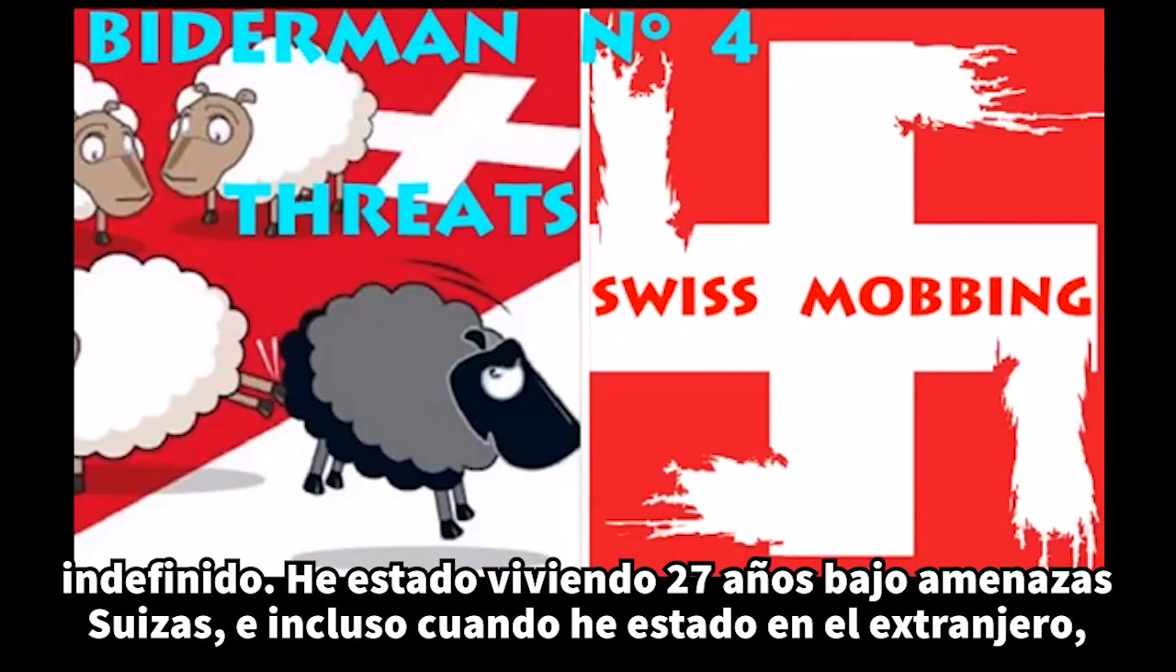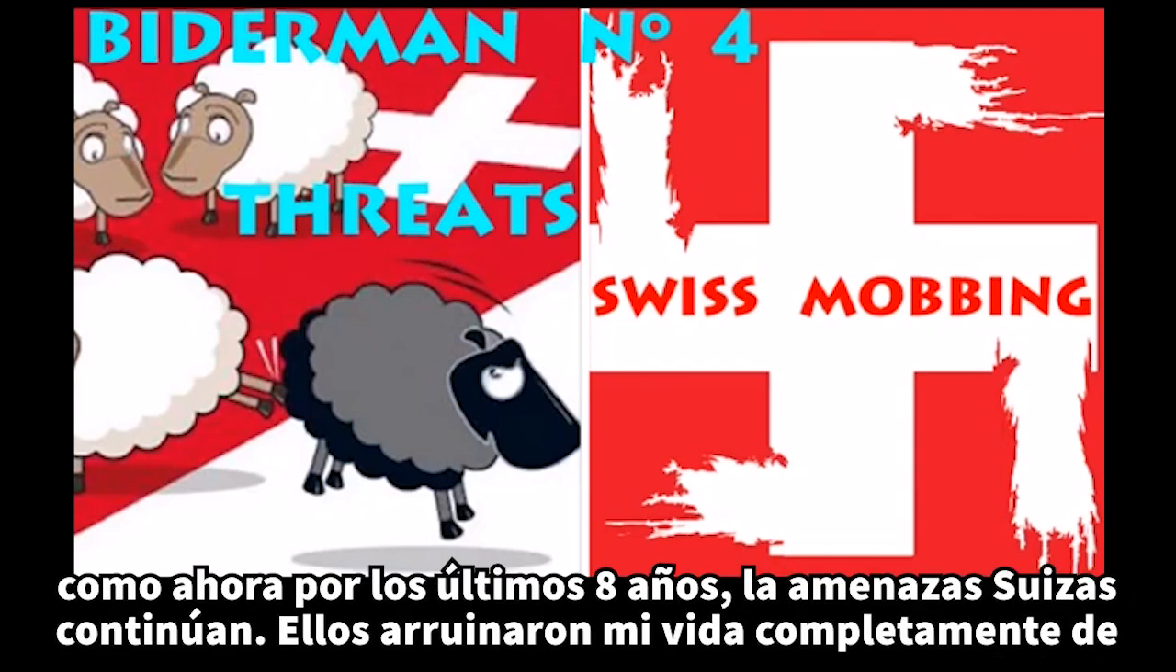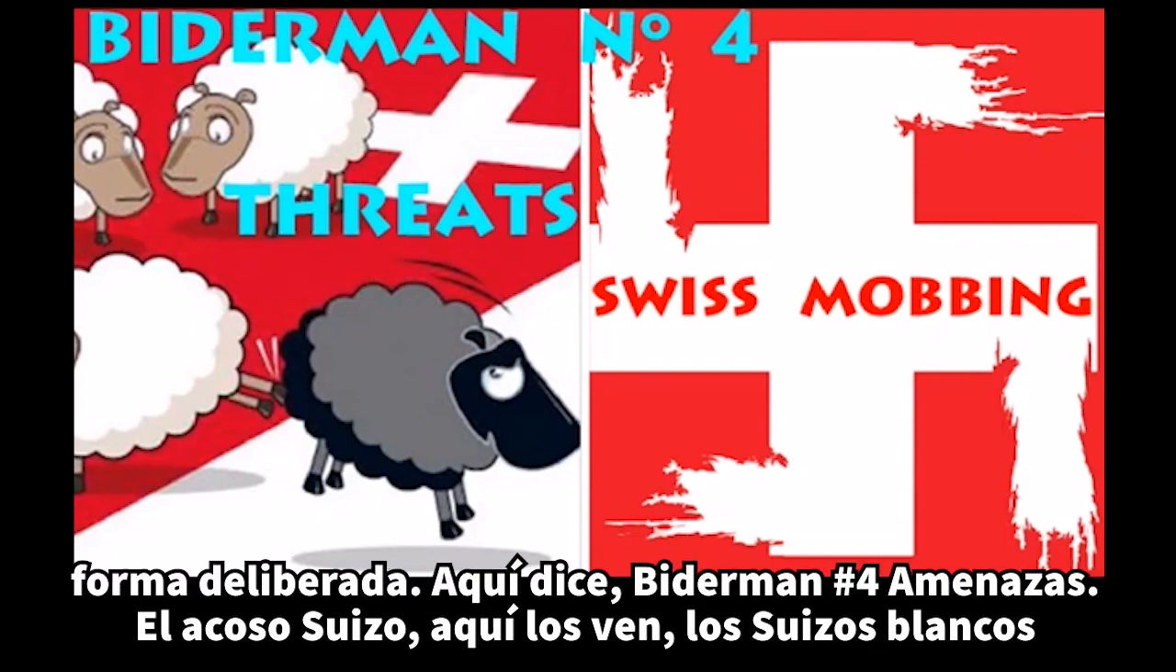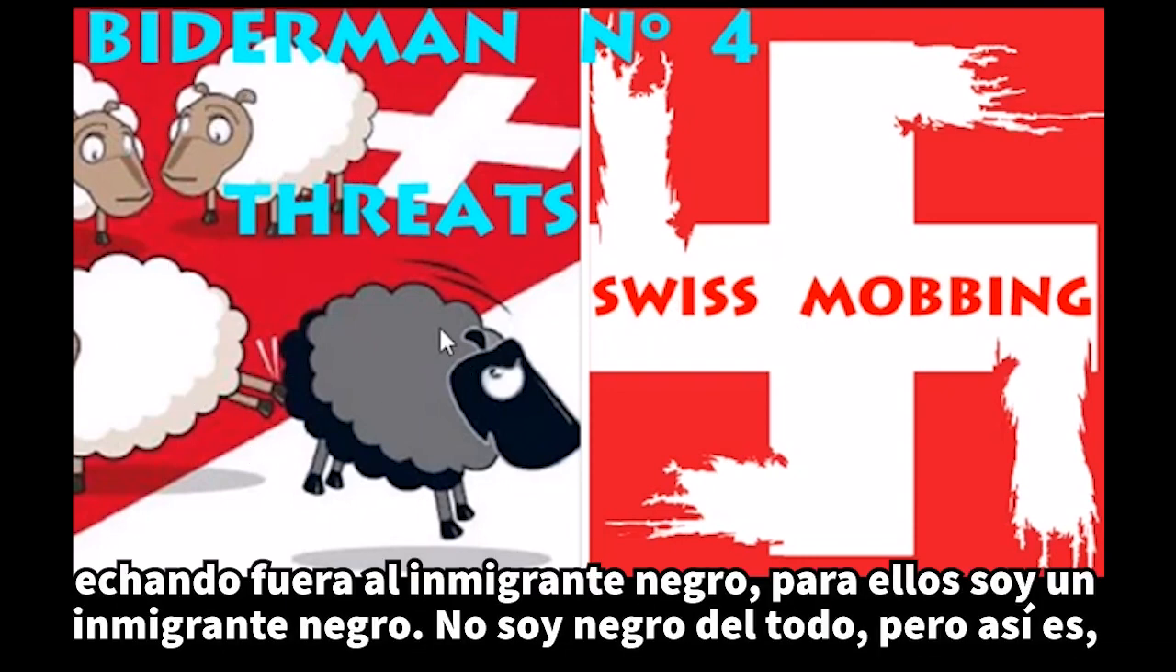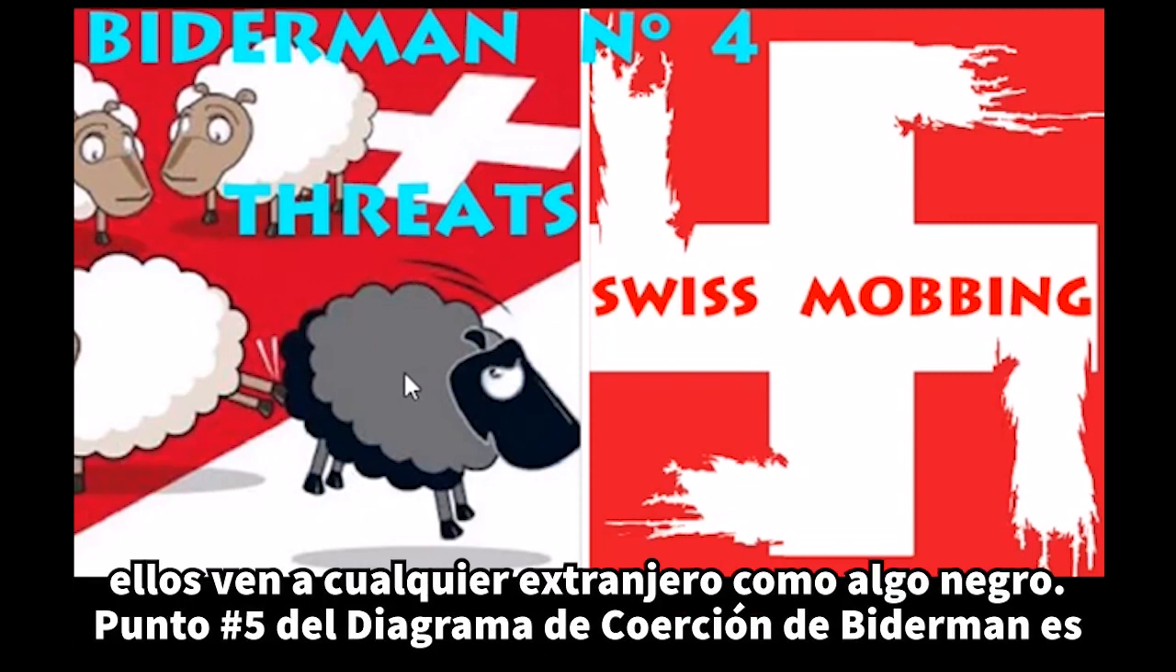I've been living 27 years under Swiss threat, and even while being abroad now for the last 8 years, the Swiss threats continue. They've completely ruined my life, deliberately. Here it says, Biderman number 4, threats. The Swiss mobbing. Here you see them, the white Swissies kicking out the black immigrant. For them, I'm a black immigrant. I'm not black at all, but that's just how it is. They see any foreigner as something black.